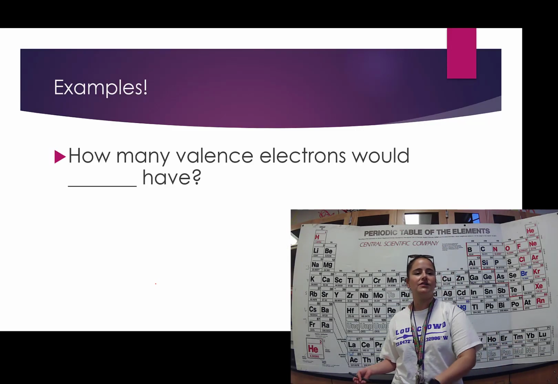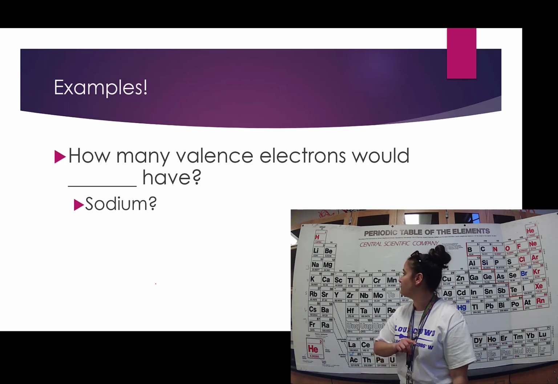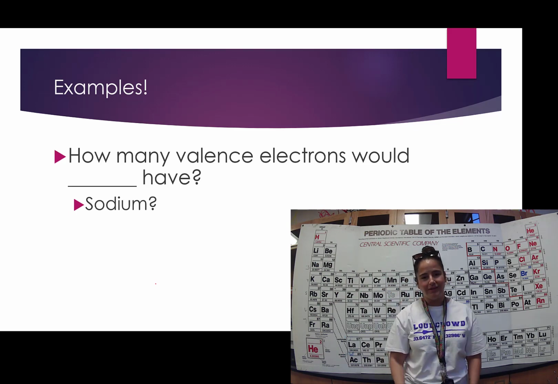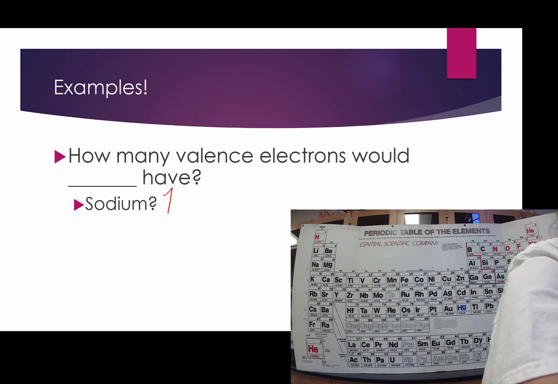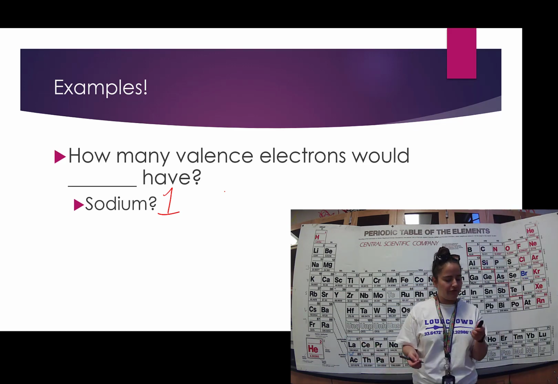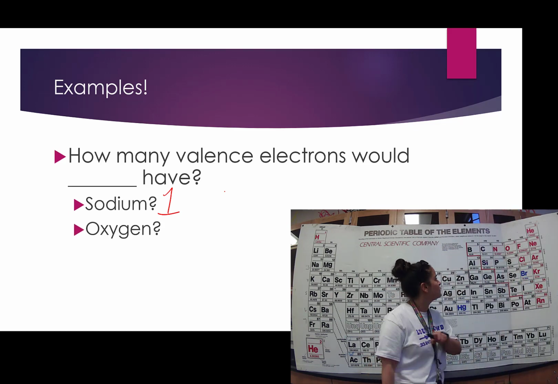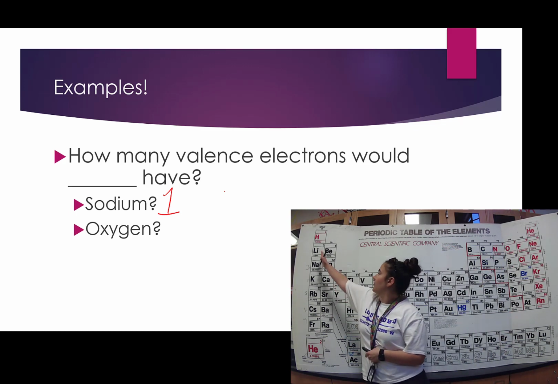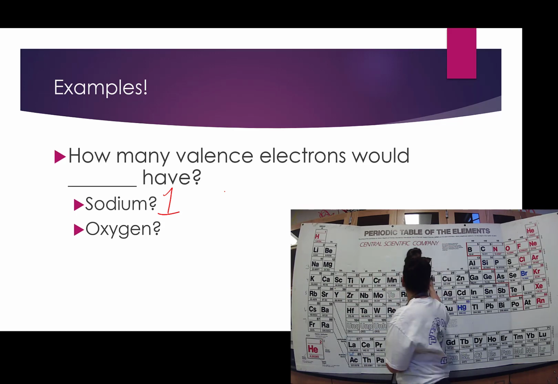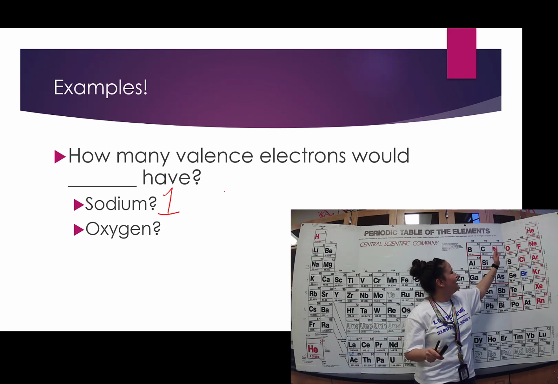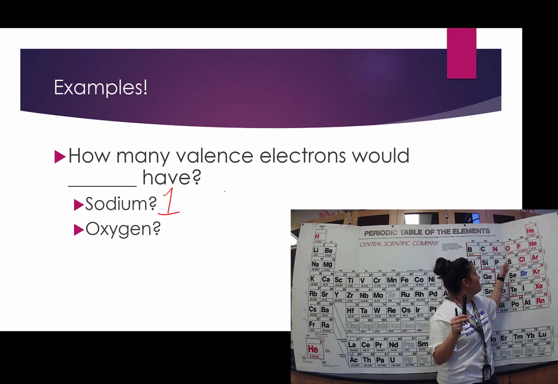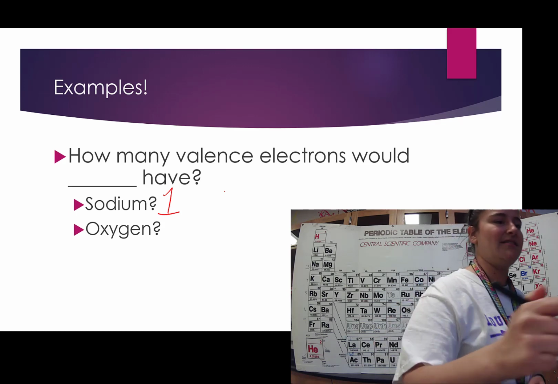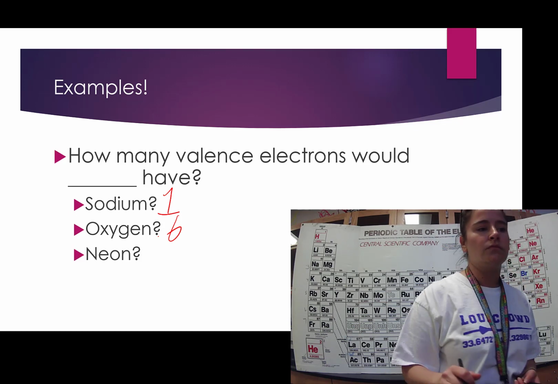How many valence electrons would an atom of sodium have? Sodium is Na on the periodic table. It's in group 1, so it has 1 valence electron. Okay, pretty straightforward. What about oxygen? It's in group 16 on the periodic table. Group 1, 2, 3, 4, 5, 6, 7, 8, 9, 10, 11, 12, 13, 14, 15, 16. Remember we skipped those middle ones, so group 16 has 6 valence electrons. What about neon?